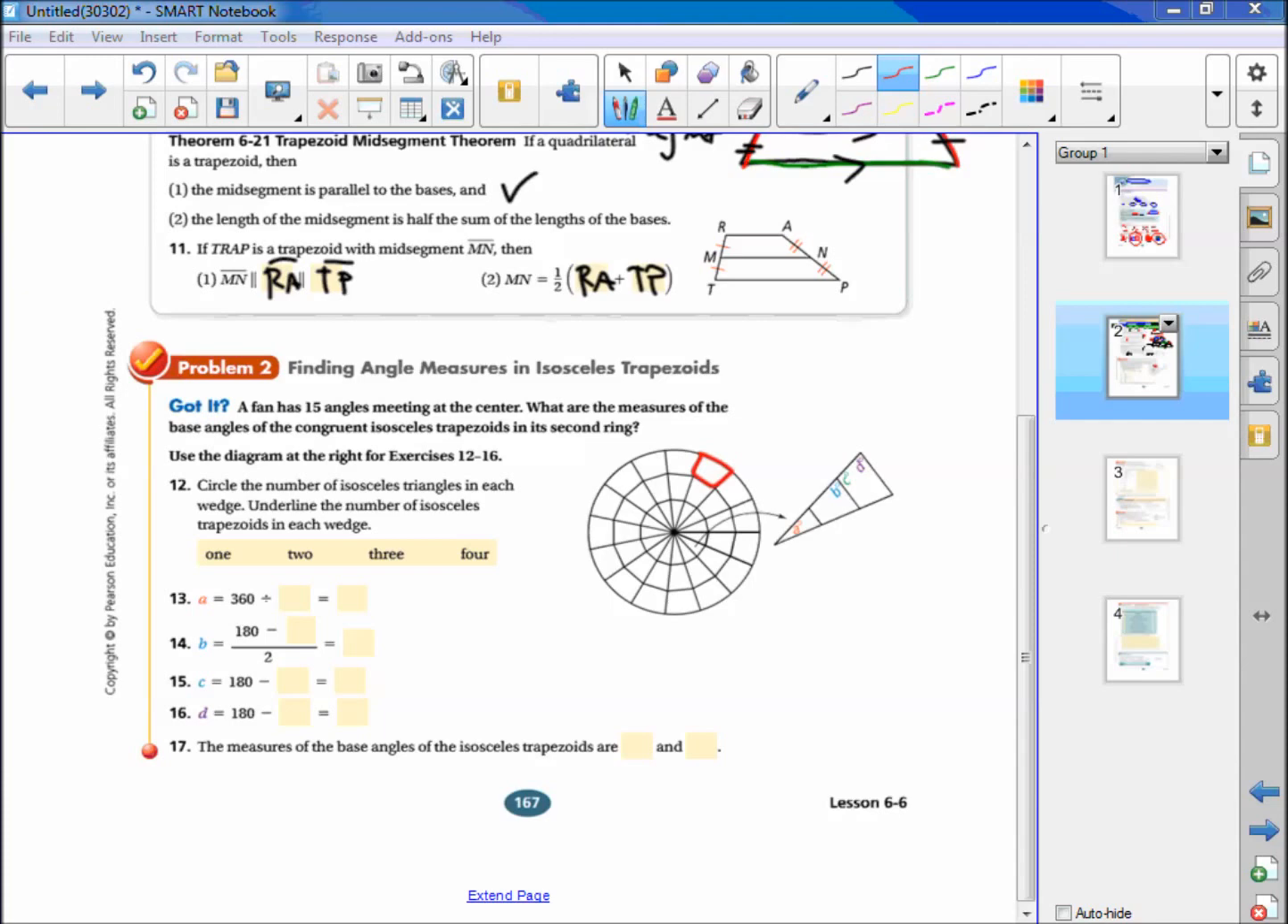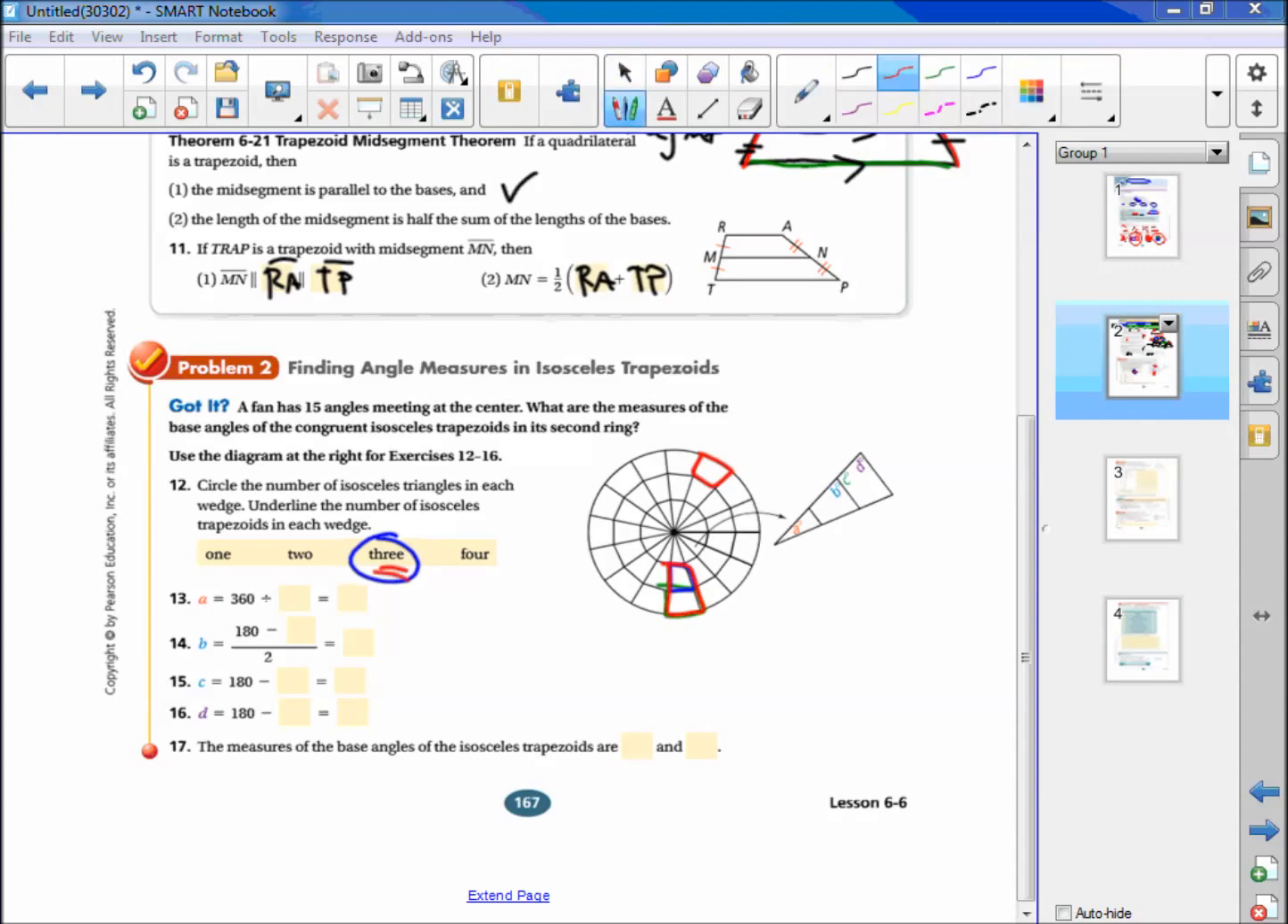It says first, circle the number of isosceles triangles in each wedge. So let's see, we can count them. So there's 1, 2, and 3. So there are 3 of them. And then it says underline the number of isosceles trapezoids in each wedge. So let's count those. So we have 1 isosceles trapezoid here. We have a second one here. And we have a third one that combines the 2 of them. So there should be 3 of those.